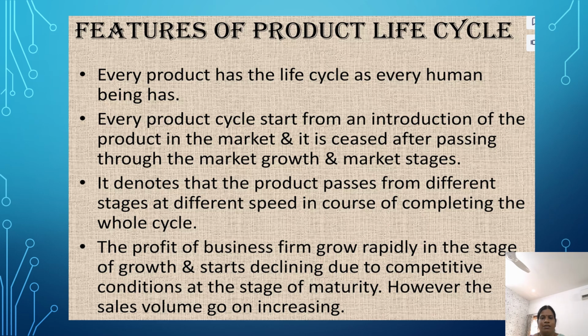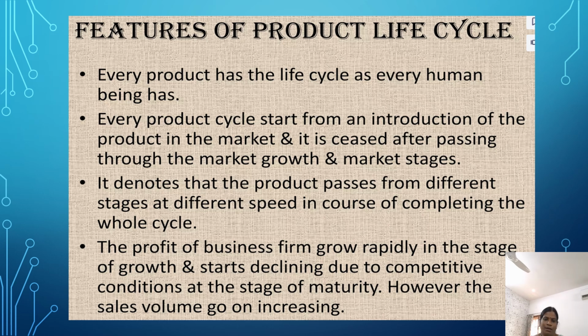Every product cycle starts from the introduction of the product in the market and is traced after passing through the market growth and maturity stage. Any type of product starts with introduction and ends with decline. Decline means the declining stage. It denotes that the product passes through different stages at different speeds in the course of completing the whole cycle.